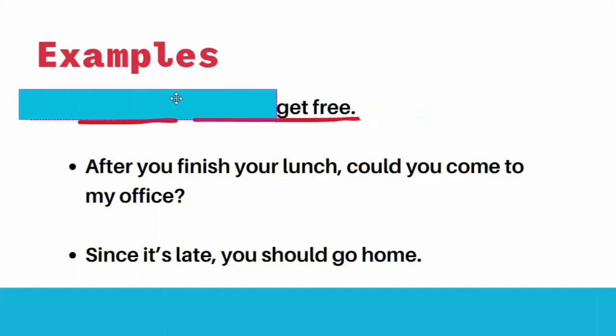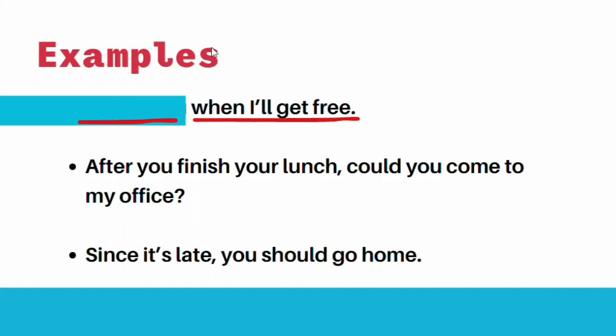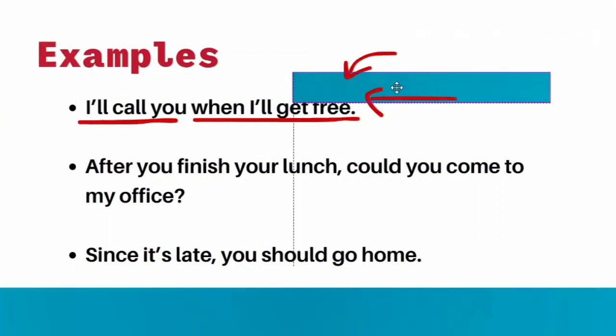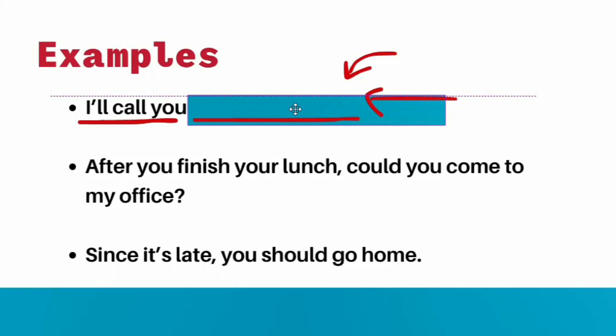But if I cover this part of the sentence and read this side, it is when I get free. When I get free, then what? It means that this part of the sentence is not a complete thought or is not giving you the complete sense of what you are talking about. So this is our dependent clause because it cannot stand alone as a sentence. And this one, I'll call you, is an independent clause because it can stand alone as a sentence, right?